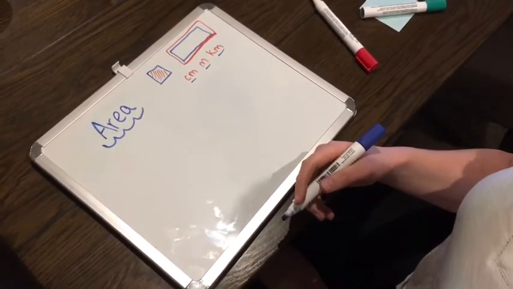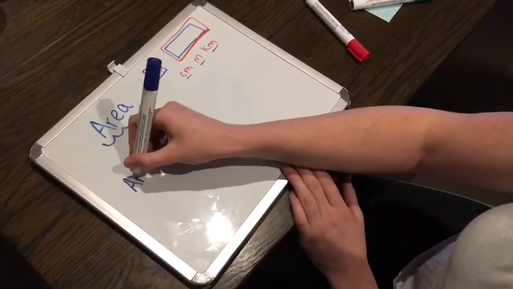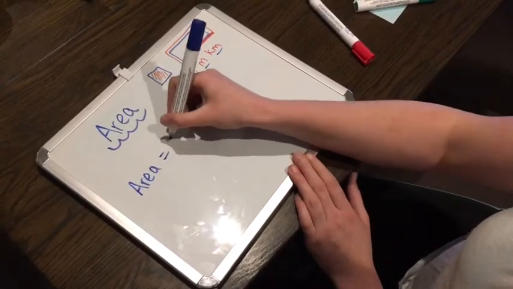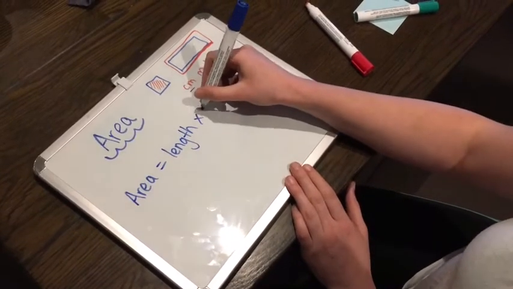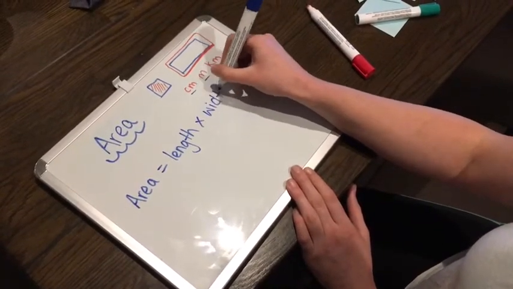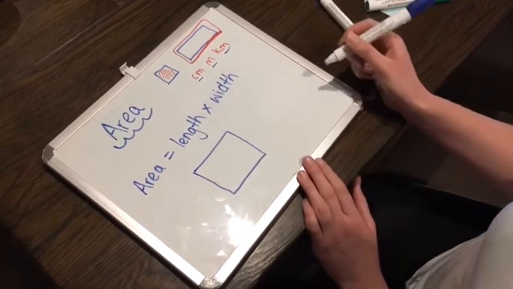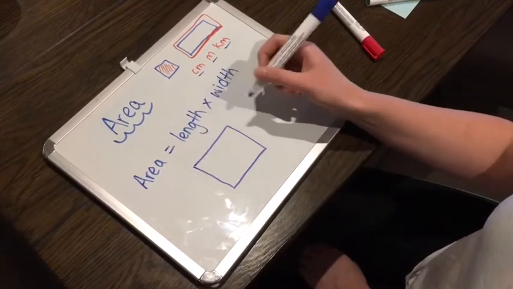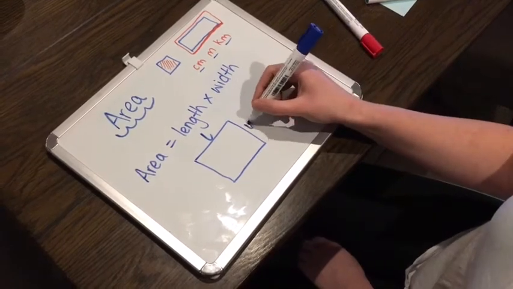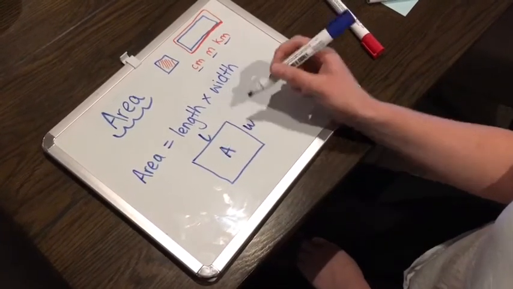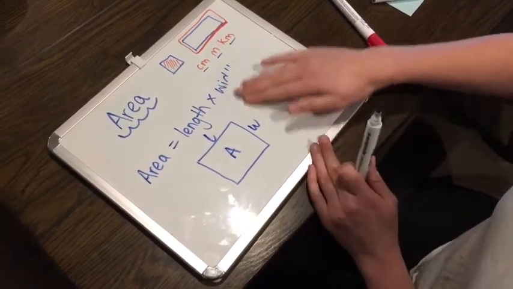To do this, we have a formula that we can use. This formula is area equals length times width. So let's just draw a picture so you understand exactly what that means. The length is the long side of the shape and the width is the short side of the shape. So to find the area, we times the length by the width. Okay, let's do an example.